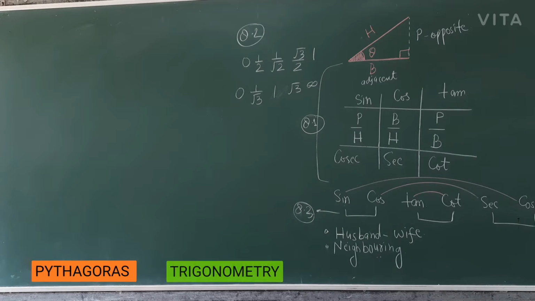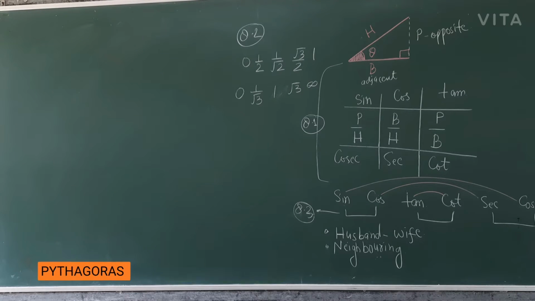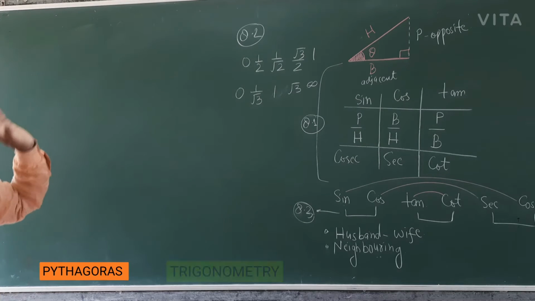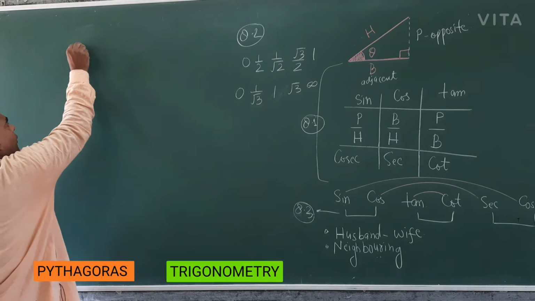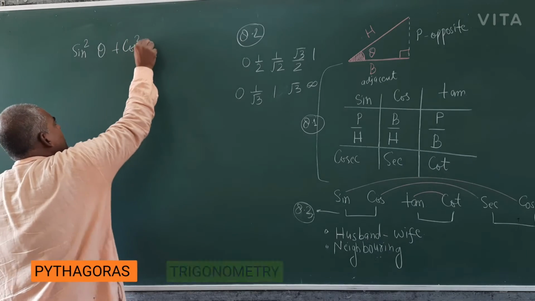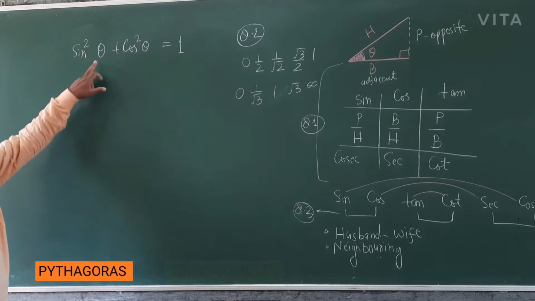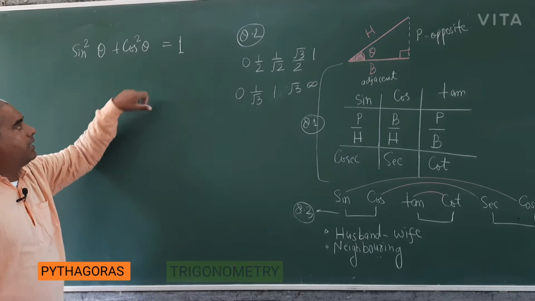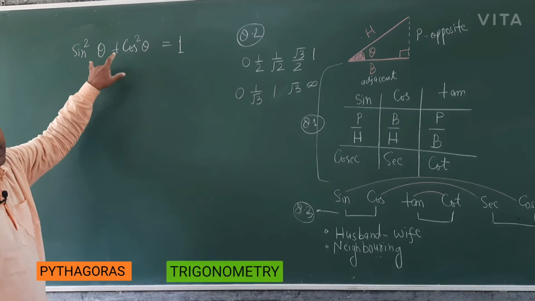In your exercise 8.4, trigonometric identity, page number 190, exercise 8.4. The topic is trigonometric identity. Identity means formula. The formula is sin square theta plus cos square theta is equal to 1. Actually, this is the Pythagoras theorem. Sometimes it is written with A here: sin square A plus cos square A is equal to 1. Theta means any value of angle.